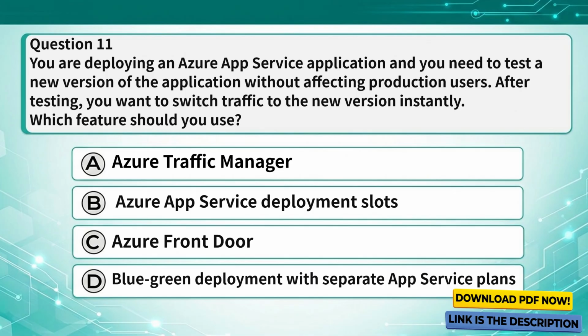Question 11. You are deploying an Azure App Service application, and you need to test a new version of the application without affecting production users. After testing, you want to switch traffic to the new version instantly. Which feature should you use? A. Azure Traffic Manager. B. Azure App Service Deployment Slots. C. Azure Front Door. D. Blue-green deployment with separate app service plans.